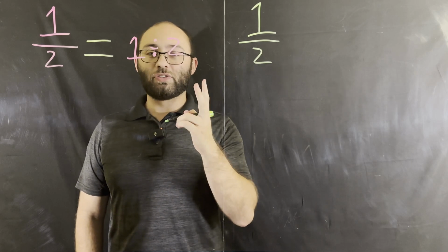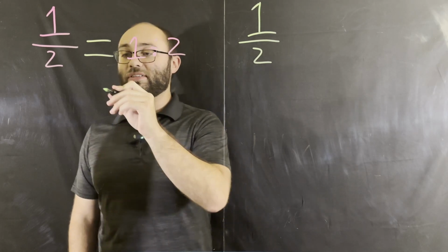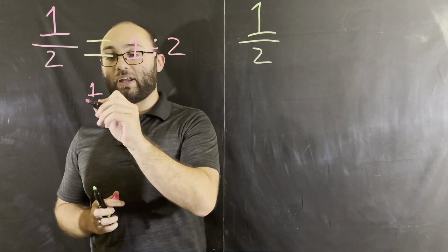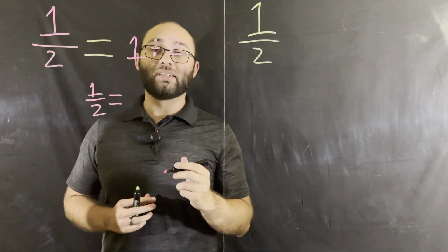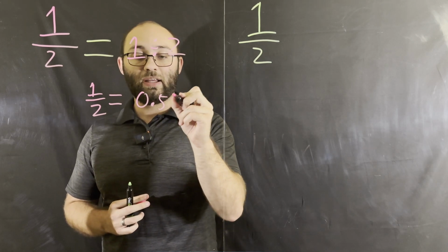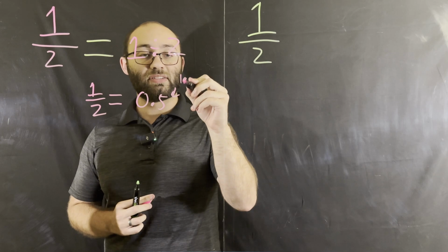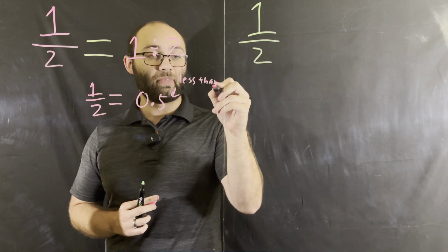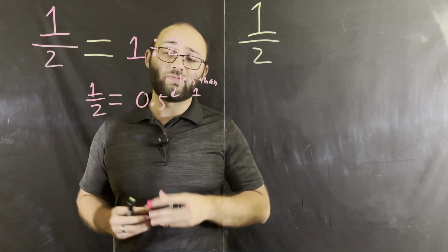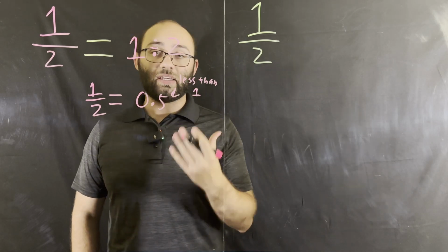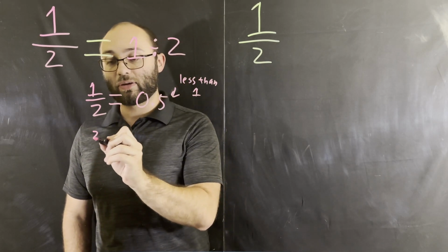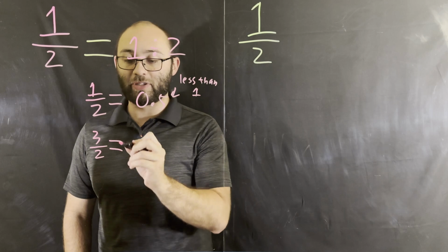There tends to be one of two reasons why. The first reason is if we divide something, in this case 1/2, or 1 divided by 2, and it is less than 1. 1 divided by 2 is 0.5, and that is less than 1. If it's less than 1, we tend to keep it in fraction form, or we could convert it to a decimal.